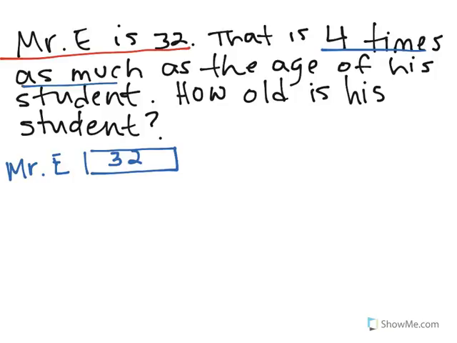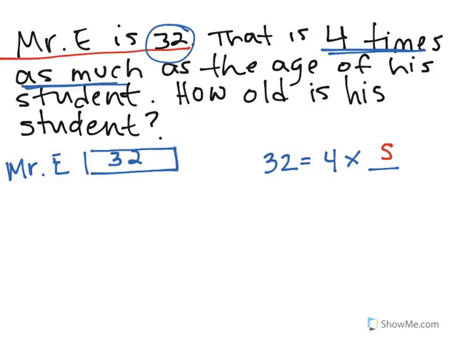Now, the other piece of information I'm looking for is the student's age. I don't know the age yet, but I do have some information to help me figure it out. I know that Mr. E's age is, again, 4 times as much as the student's age. I know that 32 is 4 times as much as the student's age. I'm going to show that just in an equation right here. 32 is 4 times the age of the student. And we don't know the student's age, so I'm going to write a variable. I'm going to write an S to represent the student's age.